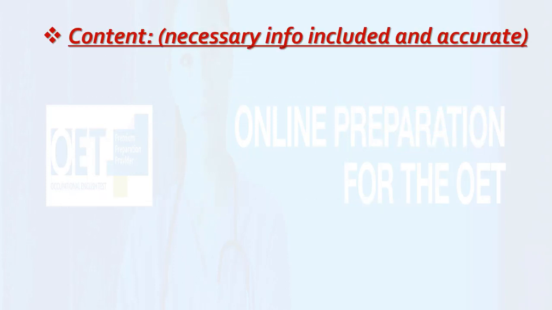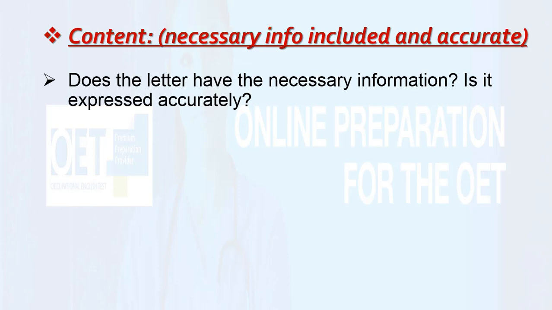The second criterion, which is content, is all about whether the necessary information is included and accurate. Here, this was part of the overall task achievement. Now it's on its own. Do you include the necessary information, and is this information accurate enough? This is what it's all about, okay?